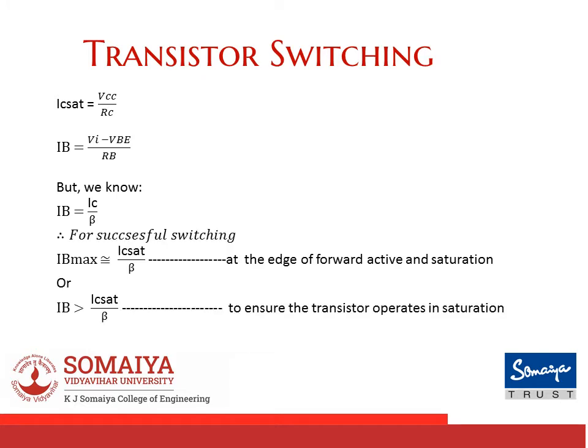So for successful switching, my IB max is approximately equal to IC sat by beta. This IB max is the current that is flowing through the transistor when it is in the forward active mode or it is at the edge of forward active mode and saturation. So when you operate the transistor as a switch, IB should always be greater than IC saturation by beta, or greater than IB max in forward active mode.